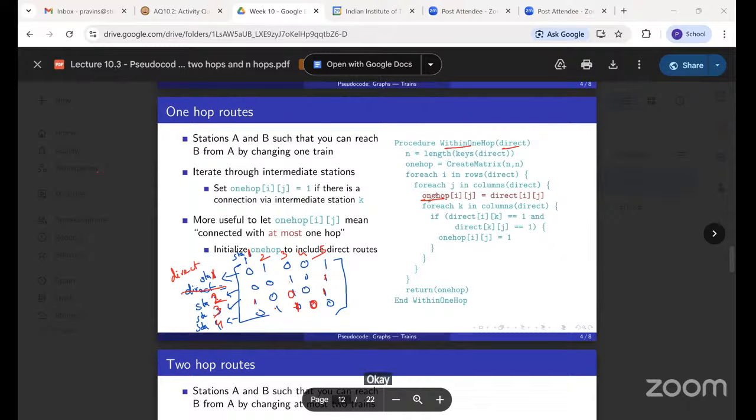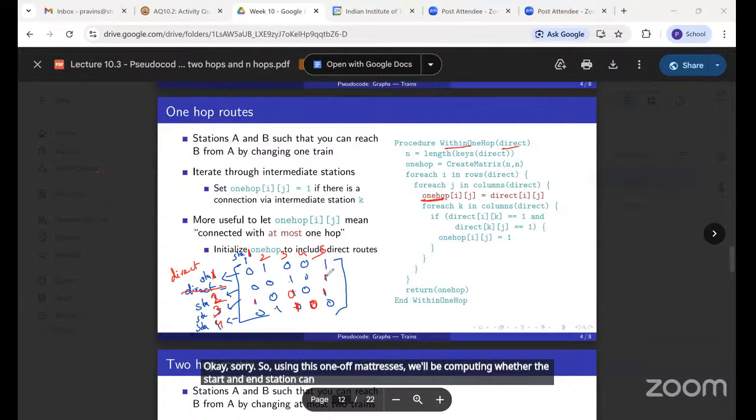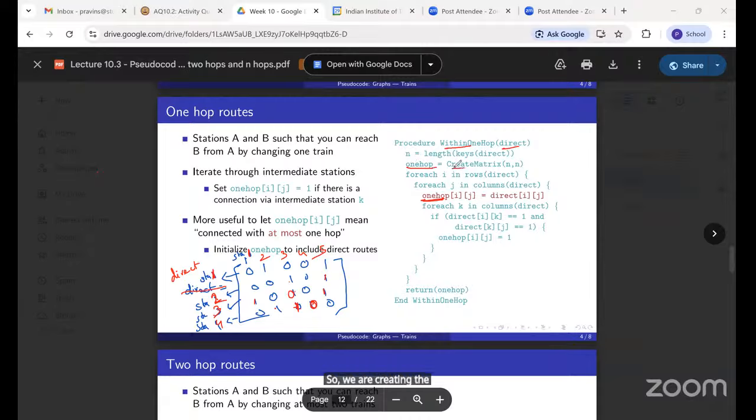Okay, sorry. So using this one-off matrices, we'll be computing whether the start and end station can be reached through the intermediate station. So we are creating the one-off matrices, the empty matrices using n by n. This is not a square matrix, so I will take a square matrix instead. As we are creating n by n, which is nothing but a square matrix.